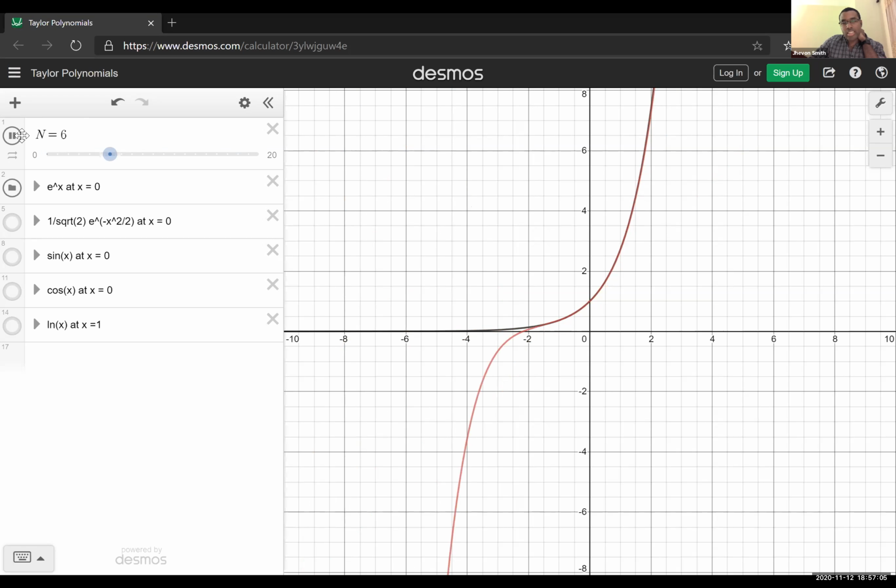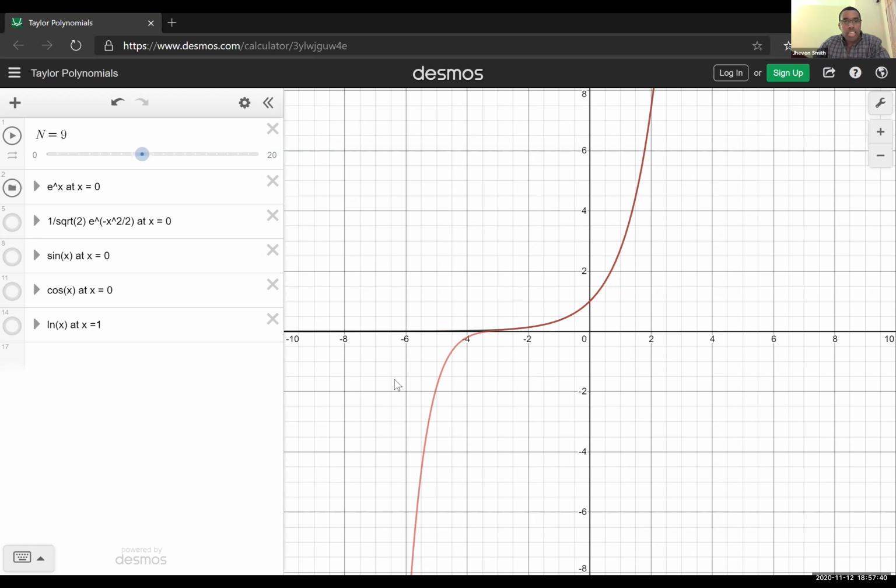You can actually see the red is the Taylor series. So the red would be the graph of y equals 1 plus x plus x squared over 2 factorial plus x cubed over 3 factorial plus x to the 4th over 4 factorial. And this goes all the way up to plus x to the 20th over 20 factorial. And as you can see, as you go further and further, the red graph gets closer and closer to the green graph, the black graph.